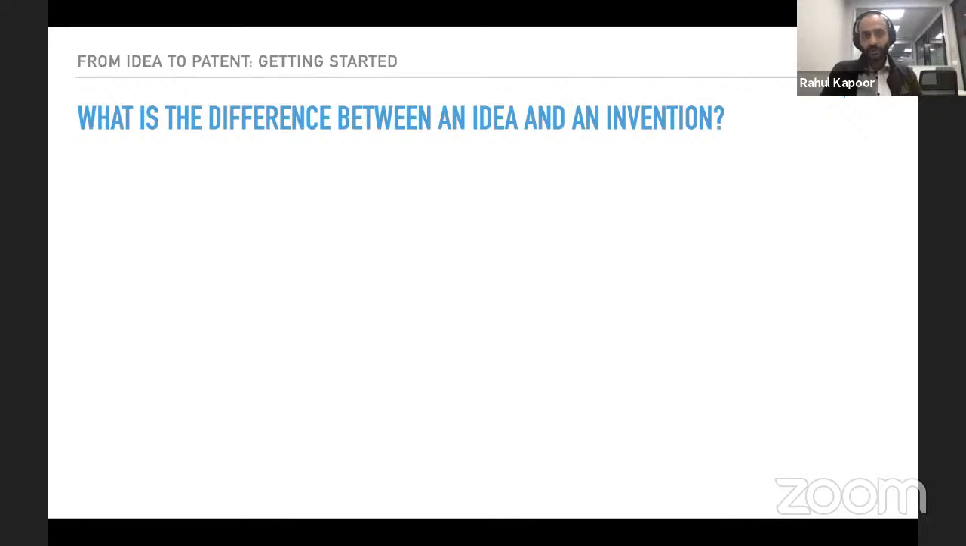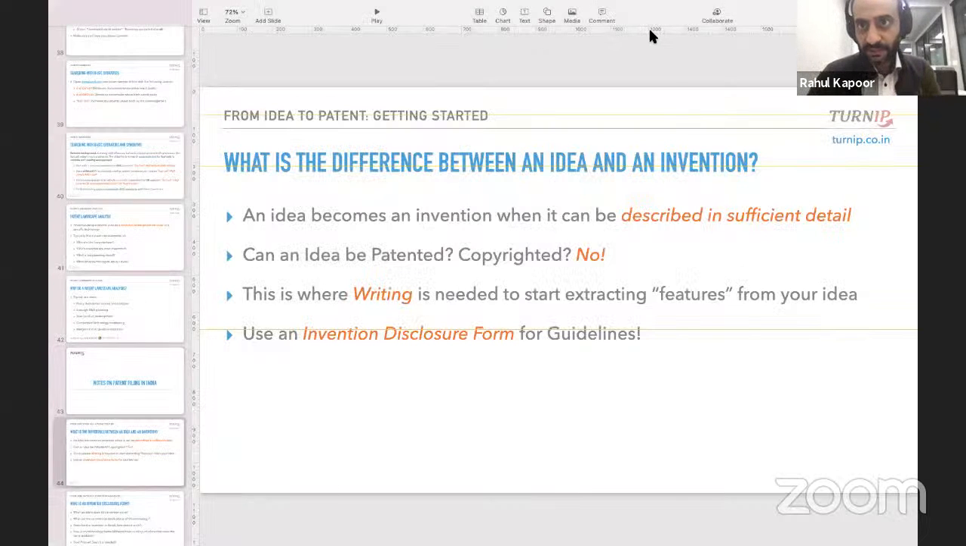So first, I want you to understand the difference between an idea and an invention. If you can write on the chat what you think is the difference between an idea and an invention, it'll be great. It'll be a great starting point to really understand whether your filing is going to be useful and will have a chance in the future or not. Let's see if we have any comments.